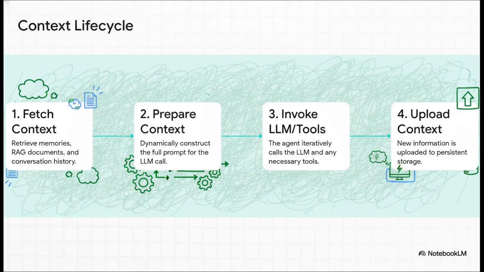And this whole thing runs in a constant loop. For every single thing you say, the system first fetches all the old context, then prepares the brand new prompt with that info, gets the AI's response, and this is the crucial part. It saves what it just learned so it can use it next time.